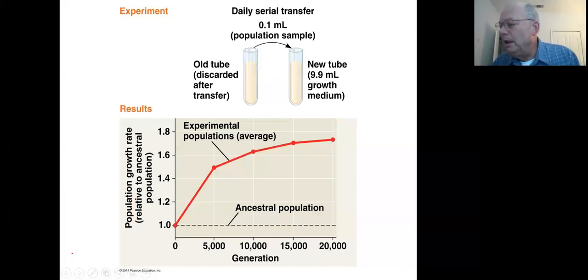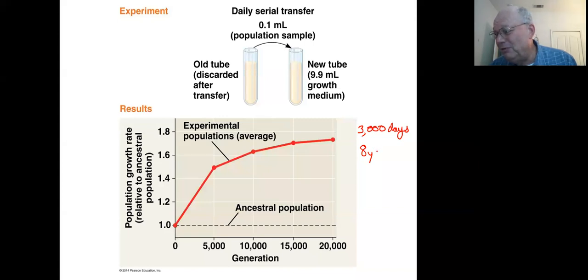So if you go into the textbook and actually look at the text box where this is talked about, they tell you that this took place over 3,000 days. So it took 3,000 days to get 20,000 generations. Well, 3,000 days is about 8 years, and it was about 0.3 of a year, so that would be about 8 years and 4 months that this experiment took place.